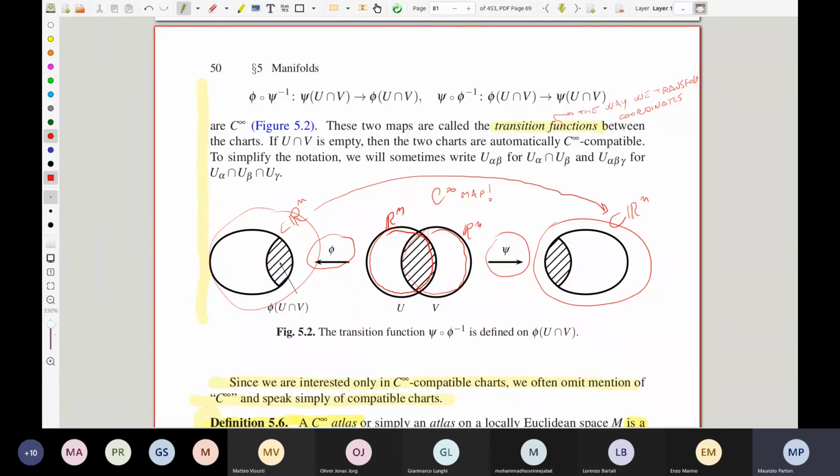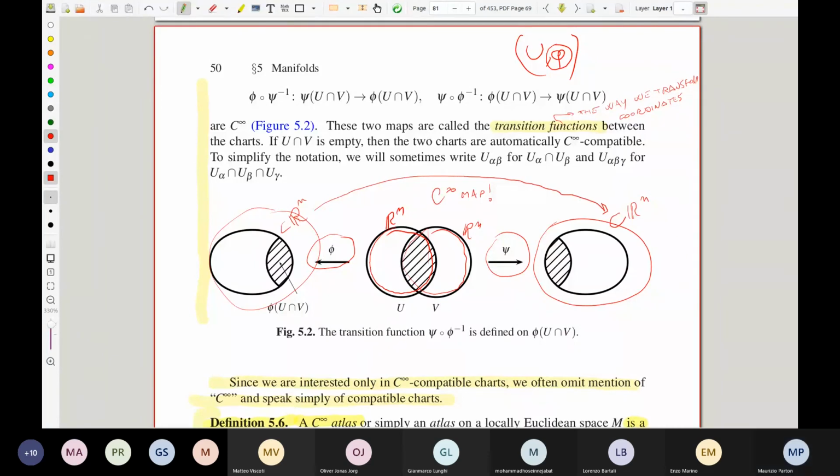The domain of the chart. Okay, I'm calling the chart the pair U, phi. This is the chart. We say abuso di linguaggio in mathematical language, meaning that if the chart is the map, I should say "when the domains of two charts intersect." But usually I say chart to mean the map or the set. No, good point, good point.